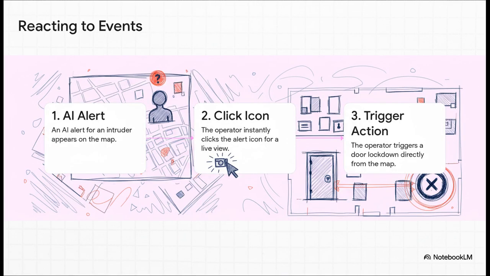Let me walk you through a real-world scenario. Okay, so an AI alert for an intruder pops up on the map. The operator just clicks the icon, sees the live view, and without ever leaving the map, instantly triggers a lockdown on the door right next to the alert. The whole thing, from the initial alert to taking action, happens in just a few seconds.